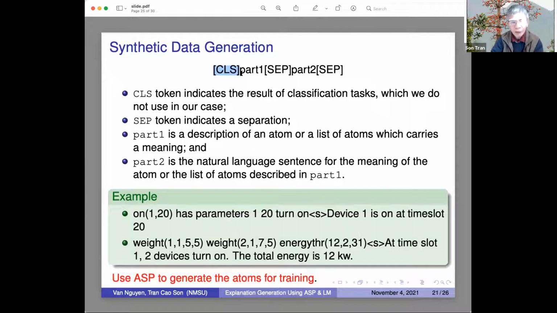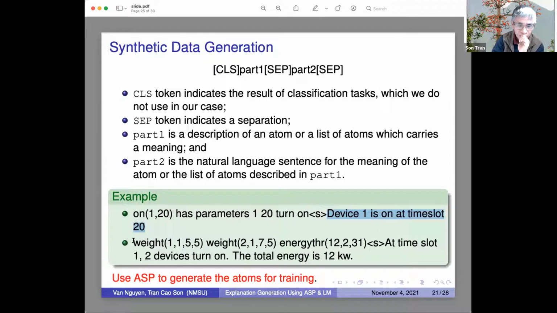So, for example, we generate this, like on 120 has parameters 120 turn on, right? And then what is that? The natural language sentence for the meaning of the atom for the list described. So here we have on 120. So we say that this is the device one is on at the time slot 20, right?